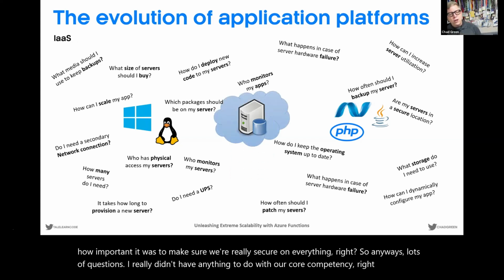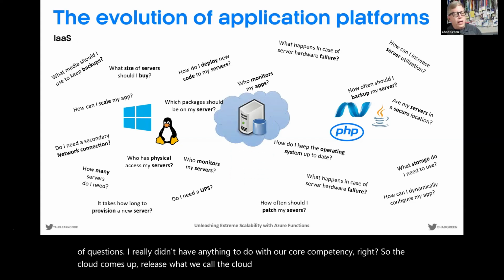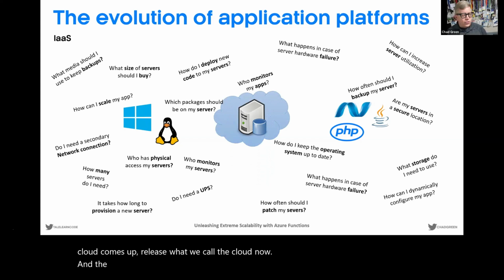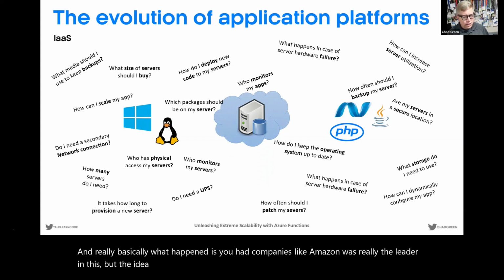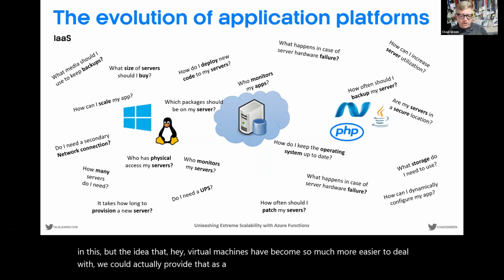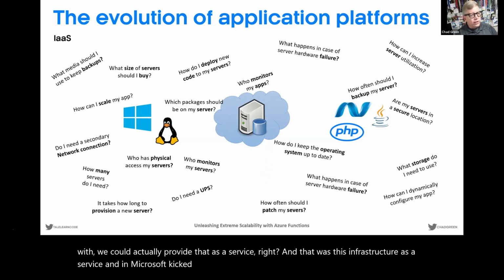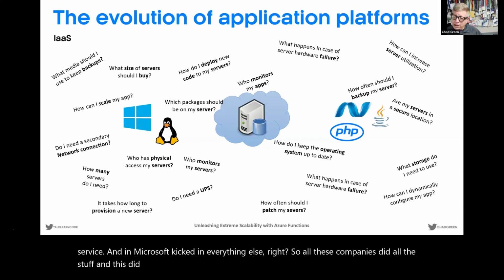So the cloud comes up, or at least what we call the cloud now. And the cloud really got started with this whole concept of infrastructure as a service. Basically, what happened is you had companies like Amazon, which was really the leader in this, with the idea that virtual machines have become so much easier to deal with. We could actually provide that as a service. That was infrastructure as a service. And then Microsoft kicked in, and everything else, right? So all these companies did all this stuff, and this did make life easier and better.